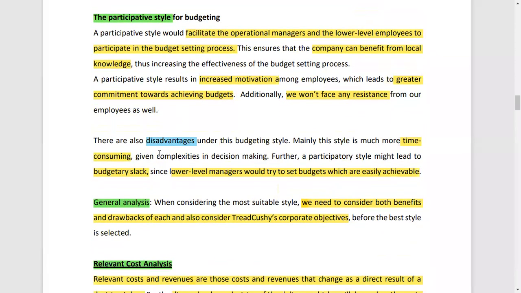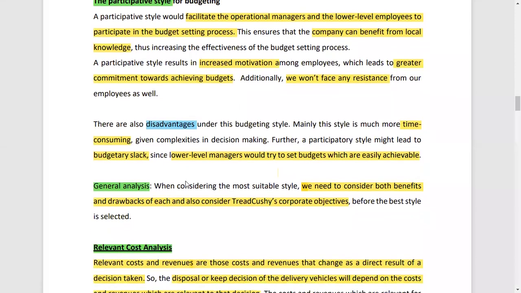Then the disadvantages are that it's time consuming and it creates something called budgetary slack, since low-level managers would try to set budgets which are easily achievable. I've defined what budgetary slack is in the answer, and I've provided a general analysis. You are not expected to do this in your exam, but in our suggested answers, fully fledged answers have been provided. Because of that, I've provided a general analysis.